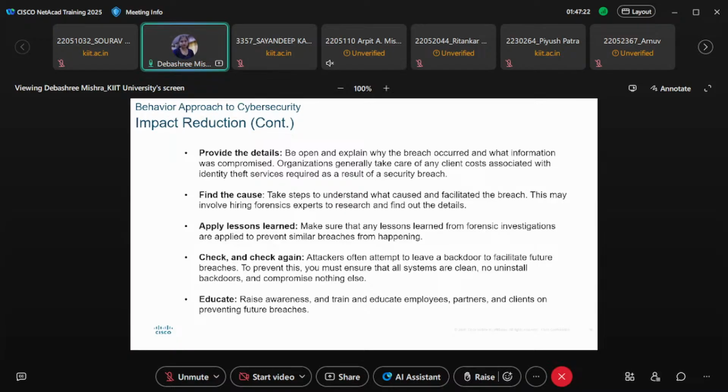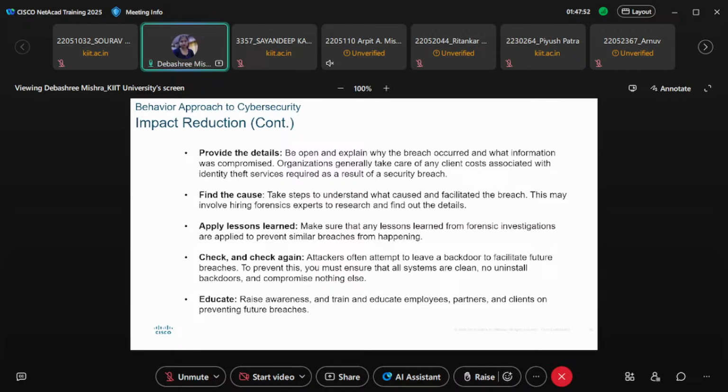Generally, organizations take care of all the client costs associated with the identity services, the results of the security breach. Next is find the cause. So you need to check for which purpose and in which way we got attacked. So we need to find that out. All right. Next, apply lessons learned.